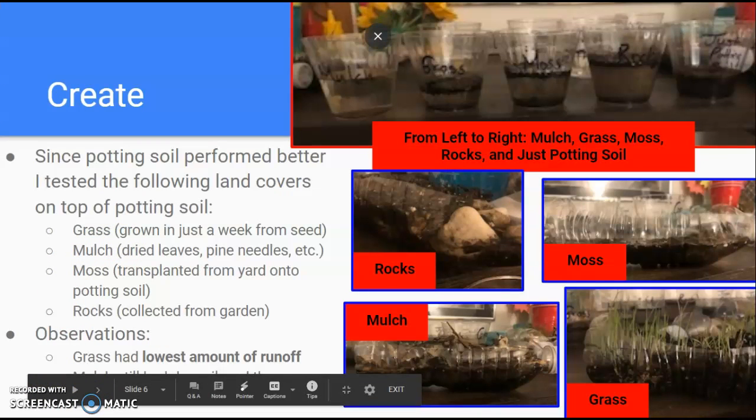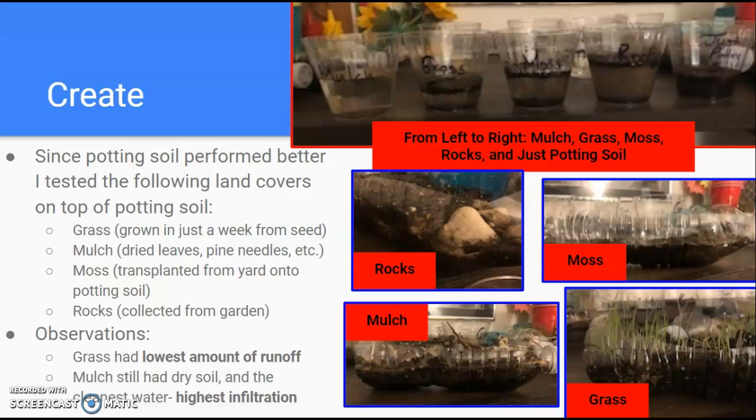So, thinking potting soil performed better, I tested it across several land covers: grass that I grew from seed in a week, mulch, moss I collected from my yard, and rocks from my garden. If you notice from the cups and the bottle comparison, grass had the lowest amount of runoff, and mulch still had dry soil and the cleanest water, which shows that it had the highest infiltration. This is probably due to the fact that my grass is very young and has fewer roots than more grown-up grass might have.